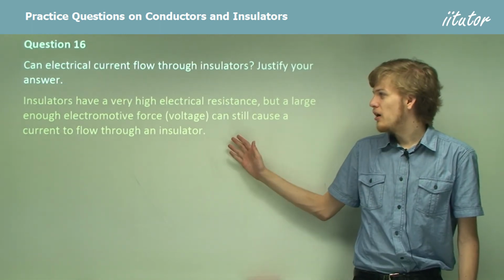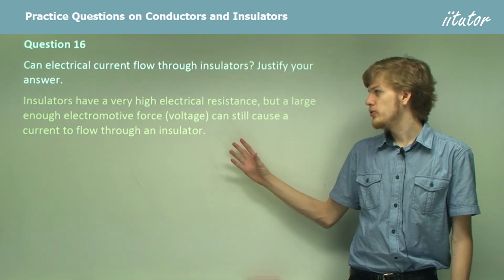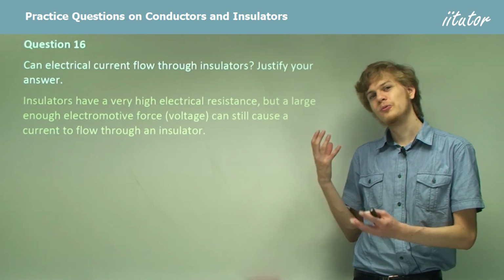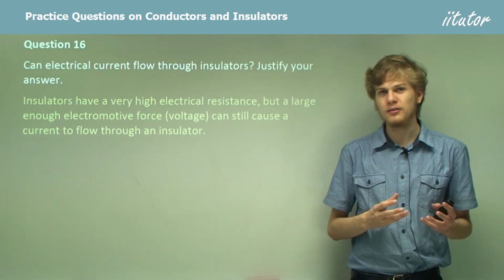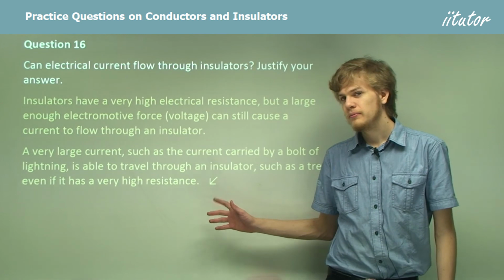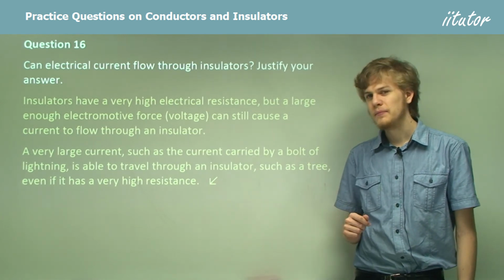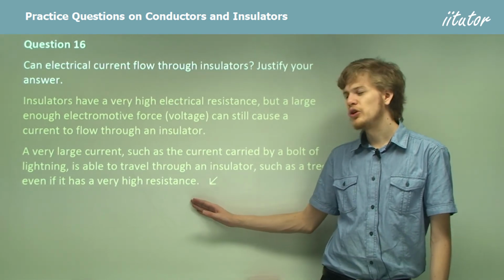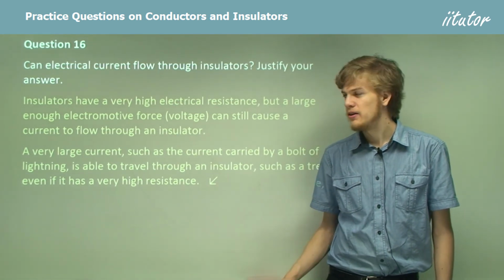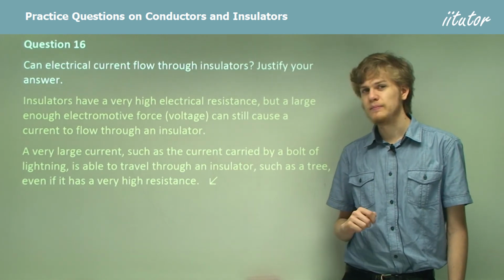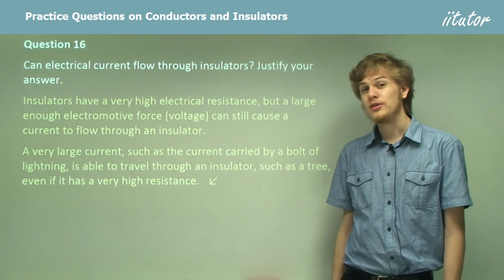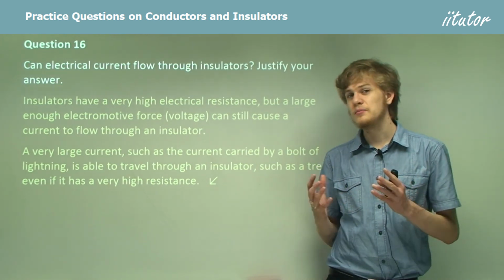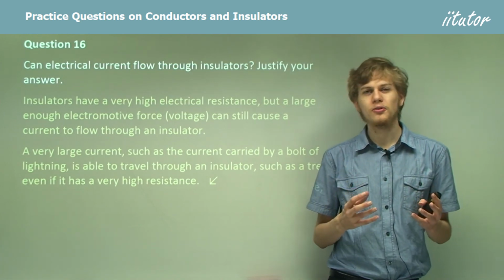That means if we put even a very high voltage across them, there'll be almost no current flowing. But a very large electromotive force, a voltage, can still cause a current to flow across the insulator by forcefully ripping the atoms and their electrons apart. So a very large current, such as the current carried by a bolt of lightning, will be able to carry through the insulator such as the tree, even though it has an extremely high resistance. So there's the justification for our answer. So that's the end of the questions. In this section, we've looked at various conducting and insulating materials, even some conducting materials that are not metallic.